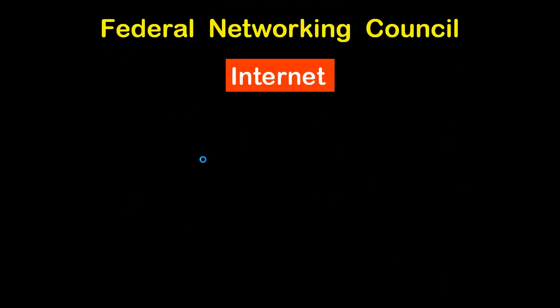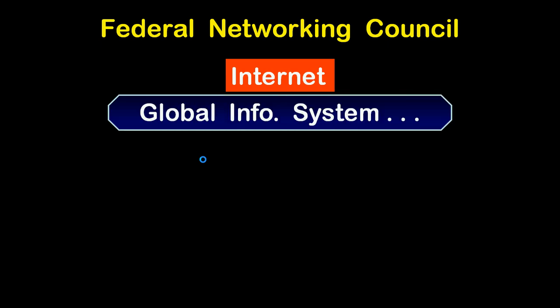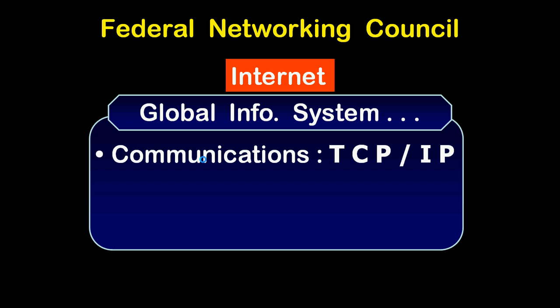However, according to the Federal Networking Council (FNC), the Internet is defined as a global information system. So, Internet is nothing but a global information system in which communications are established using TCP/IP. TCP means Transmission Control Protocol and IP means Internet Protocol. Using this protocol, communications are established and addresses are IP based. IP version 4, IP version 6, like this. 32-bit addresses, 128-bit addresses, these are there. So, the addresses are IP based.